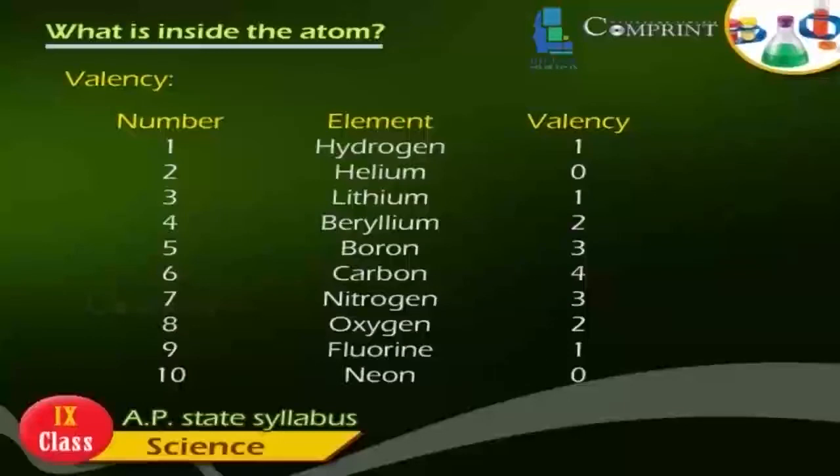Number, element, valency. 1, hydrogen, valency 1. 2, helium, valency 0. 3, lithium, valency 1. 4, beryllium, valency 2. 5, boron, valency 3. 6, carbon, valency 4. 7, nitrogen, valency 3. 8, oxygen, valency 2. 9, fluorine, valency 1. 10, neon, valency 0.